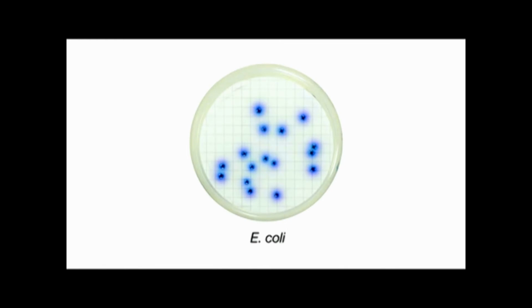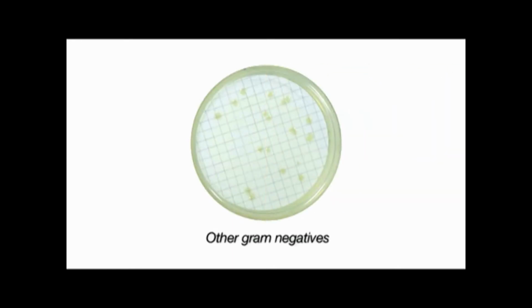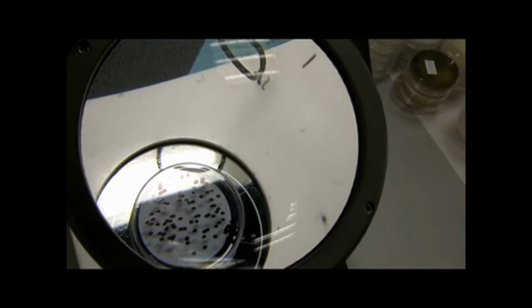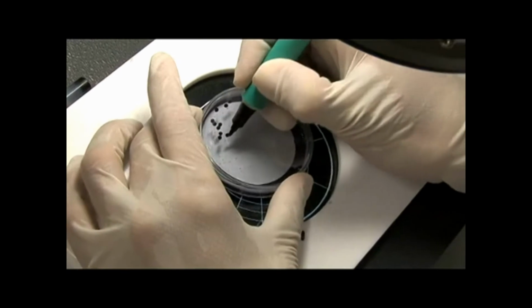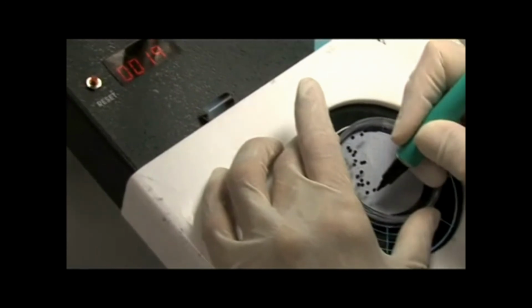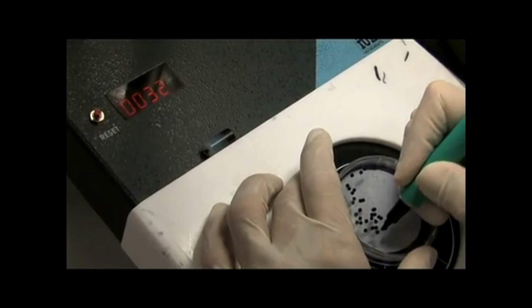E. coli, deep blue to violet colonies. Coliforms, salmon pink to red colonies. Other gram-negatives, mainly enterobacteria, colorless. Total coliform is obtained by counting the salmon pink to red colonies and the deep blue to violet colonies. Calculate the concentration of coliform bacteria and E. coli in 100 ml from the initial volume of water filtered, and the number of characteristic colonies counted on the membrane. The results are expressed as colony forming units per milliliter.